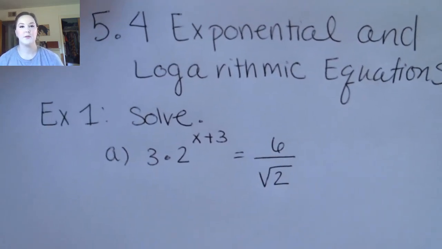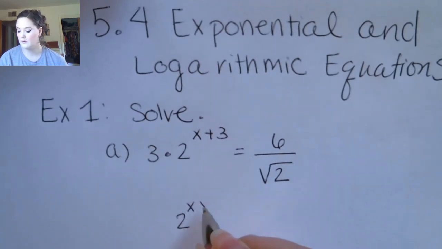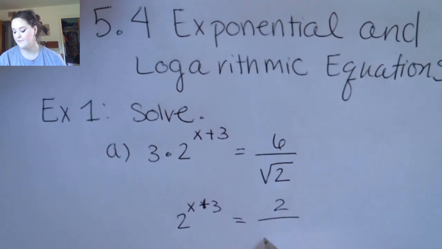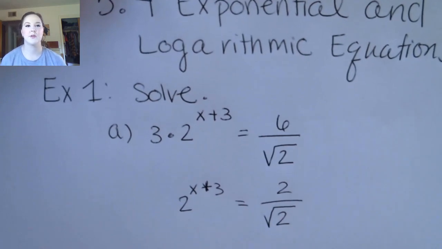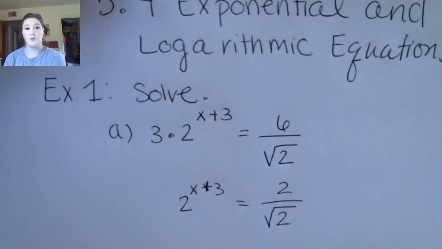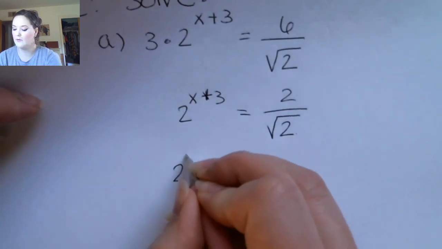Okay, so the trick with these exponential equations is to try to isolate the exponential if you can. So I'm going to divide both sides of this by 3. Oops, yeah, x plus 3. Okay, and then we're going to check if it's possible to use equating exponents. Remember, what you need is to be able to write everything as a power of a single base. So you can see everything here is really related to 2. So we are going to be able to use equating exponents, and we're going to write everything as a power of 2.